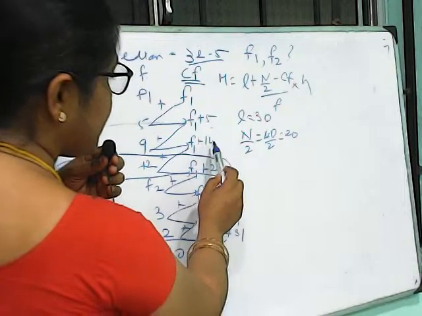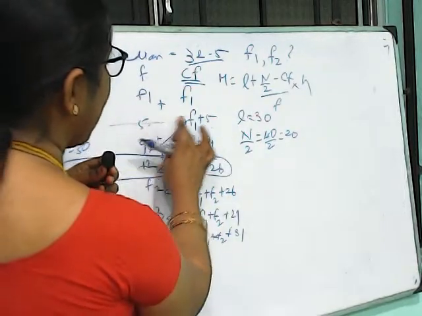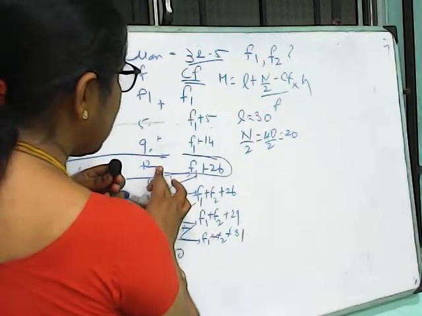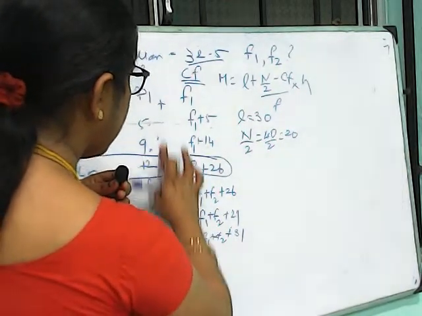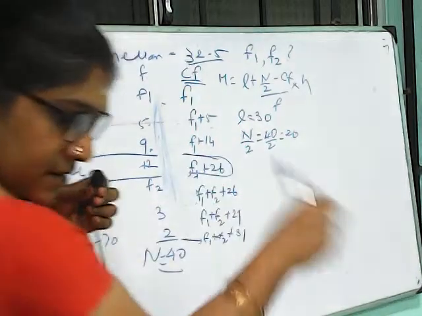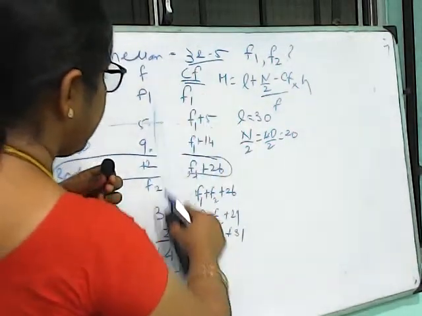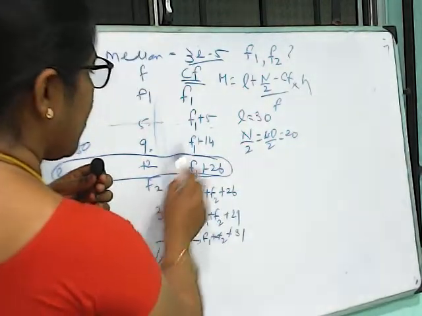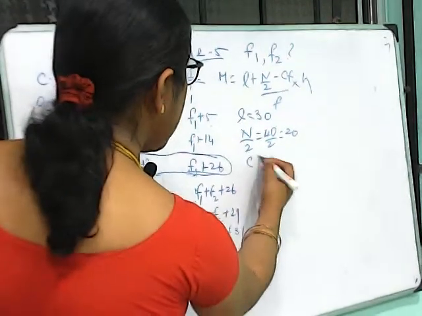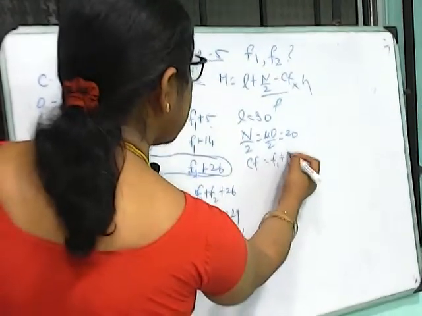The upper value will be f1 plus 14. If you are confused about this, I'll just remove this so it will be easy for you to note down. I wrote it so that you understand. See, this is the corresponding class frequency, and this is the higher value. So your CF will be f1 plus 14.